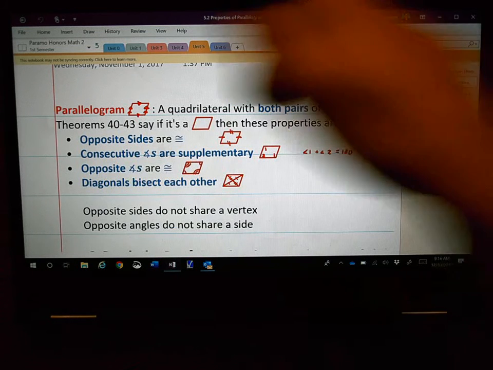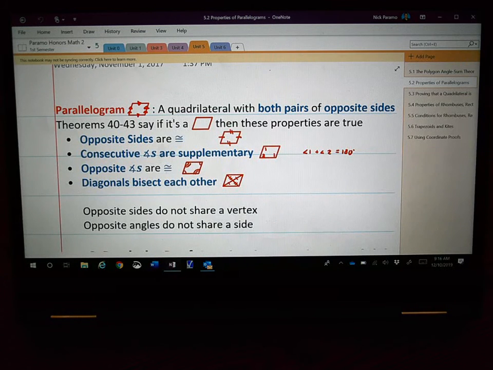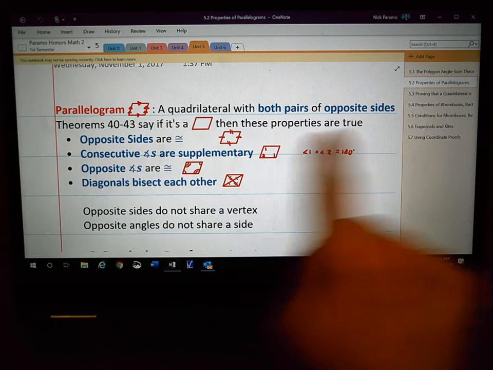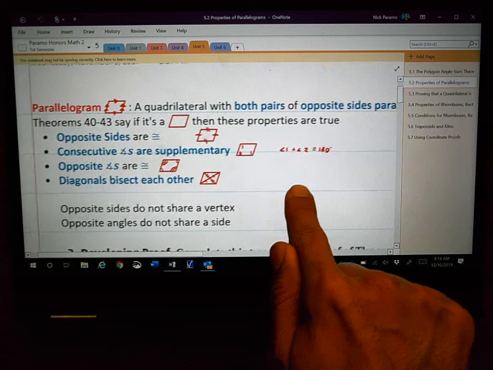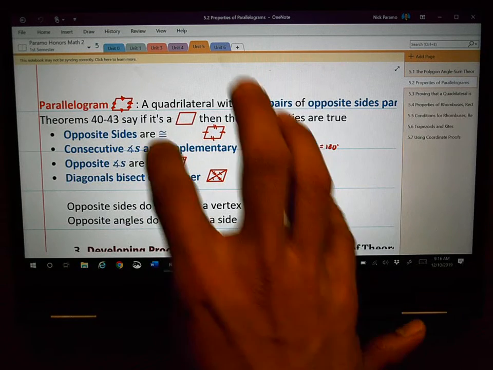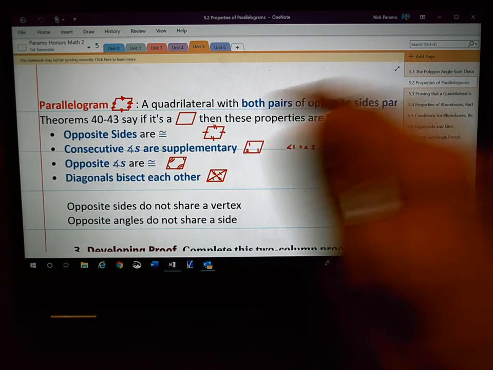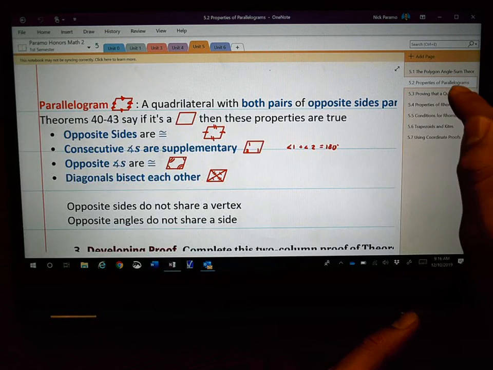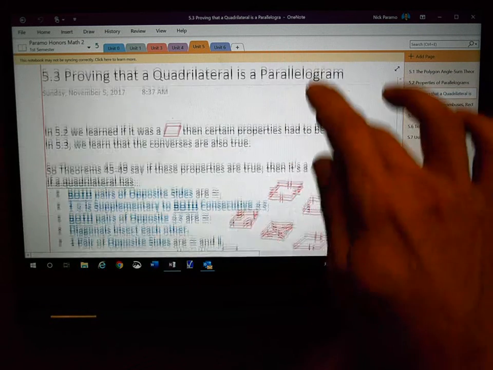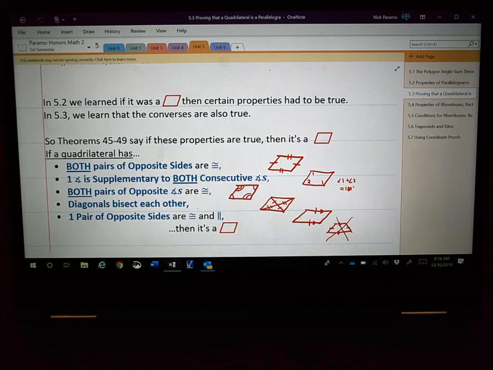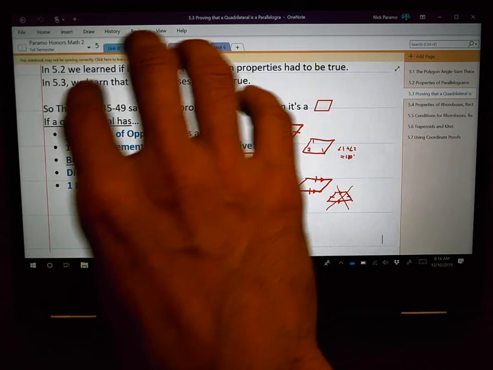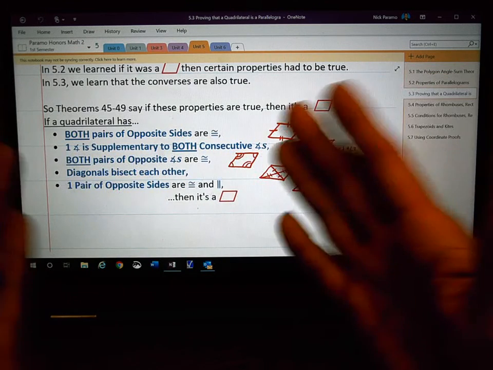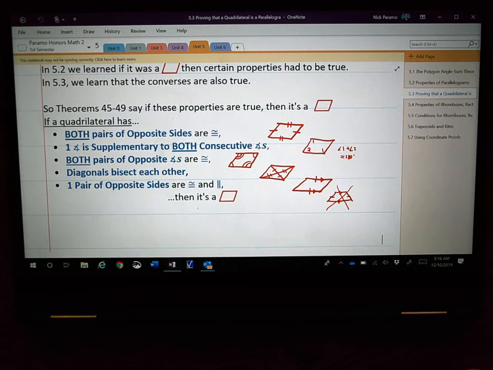You also needed to know what the definition of a parallelogram was. It was where both pairs of opposite sides of a quadrilateral are parallel. And the majority of the problems in section 2 were on parallelograms, and then if you were trying to prove that something was a parallelogram, you had to do that in section 3.